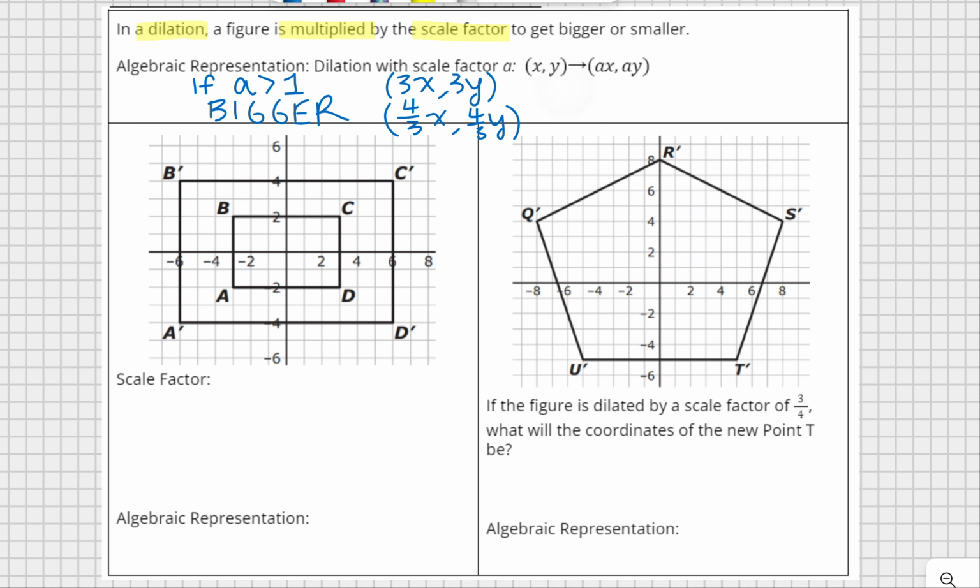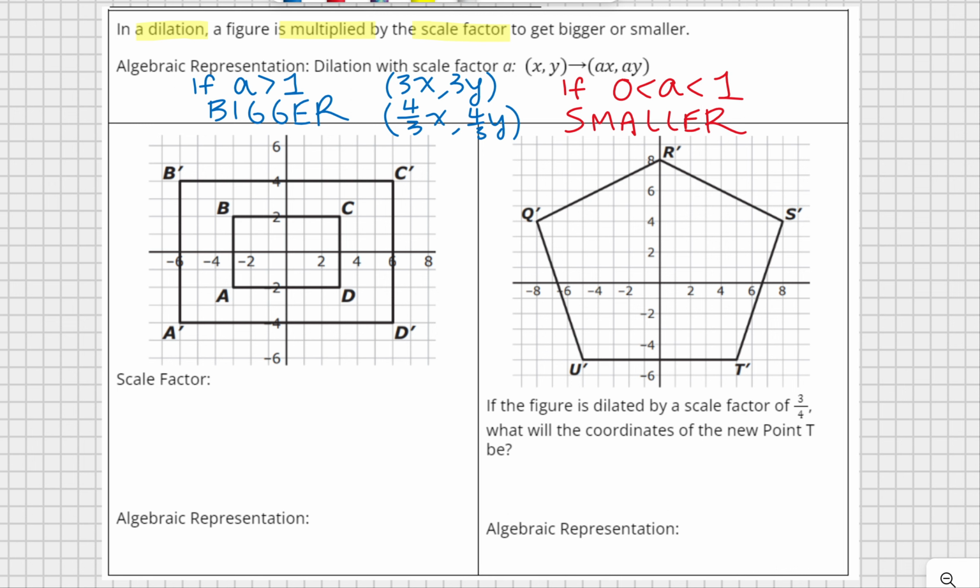If the scale factor is between 0 and 1, so the way I wrote this is if my scale factor a is greater than 0 and less than 1, that would make the figure smaller, because everything is getting multiplied by a number less than 1.